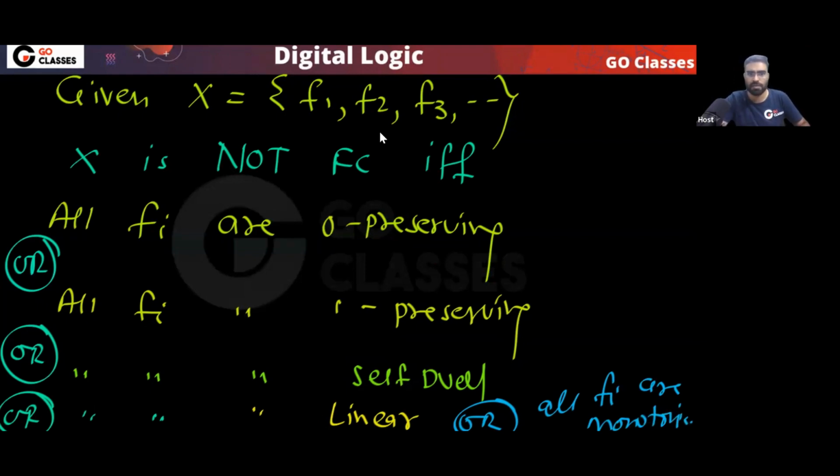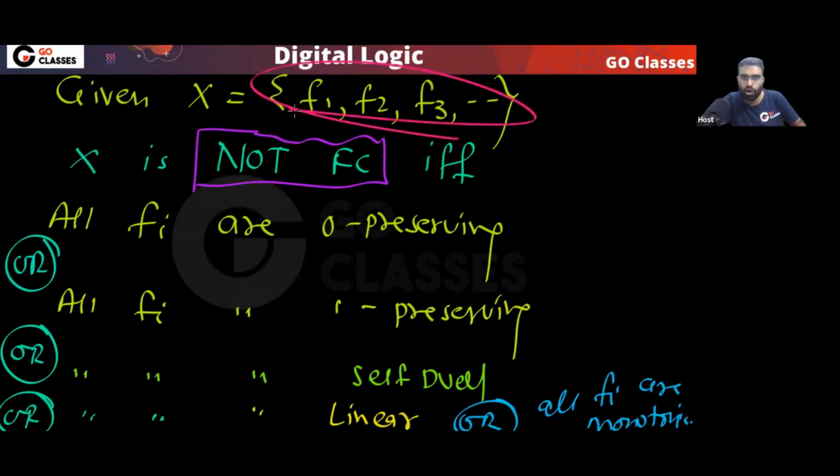That's it. So please tell me, understood? Is this clear? If you want to say it is not functionally complete, X is not functionally complete if all of them are zero preserving, or all of them are one preserving, or all of them are self-dual, or all of them are linear, or all of them are monotonic.